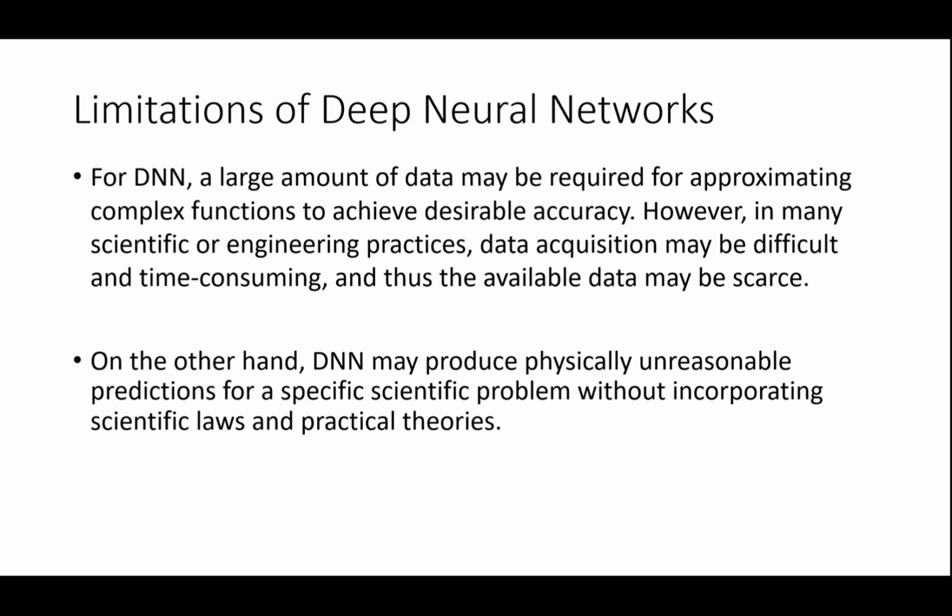However, there are certain limitations of deep neural networks. In order to produce accurate estimates, deep neural networks need large amounts of data, which is really difficult to acquire in engineering practices, and it's also very time consuming. On the other hand, a DNN may also produce physically unreasonable results, as it doesn't incorporate scientific knowledge and it's purely a data-driven approach.